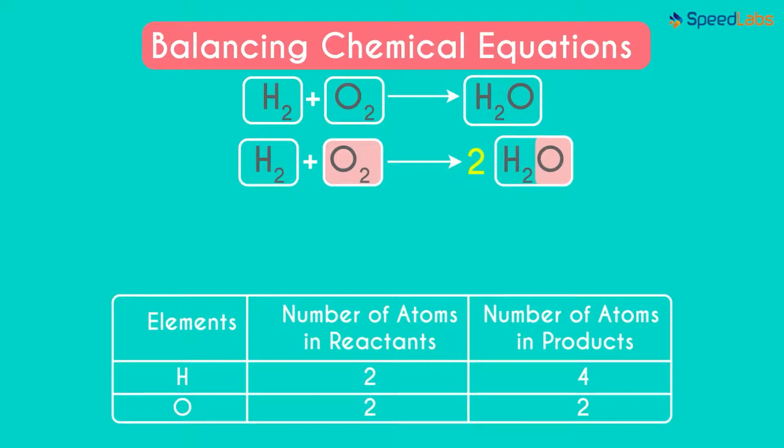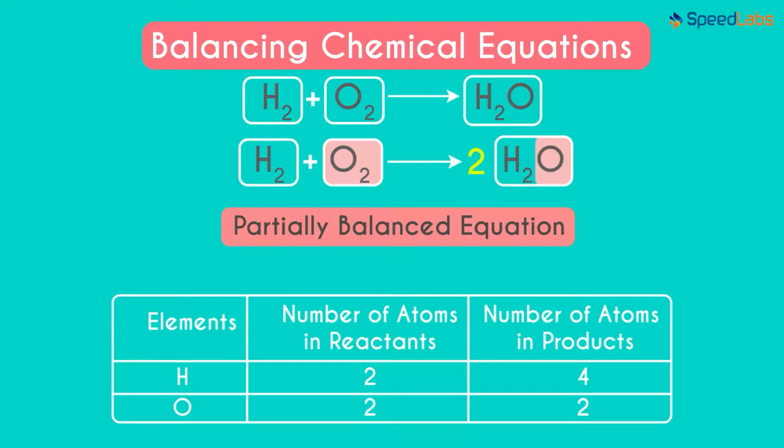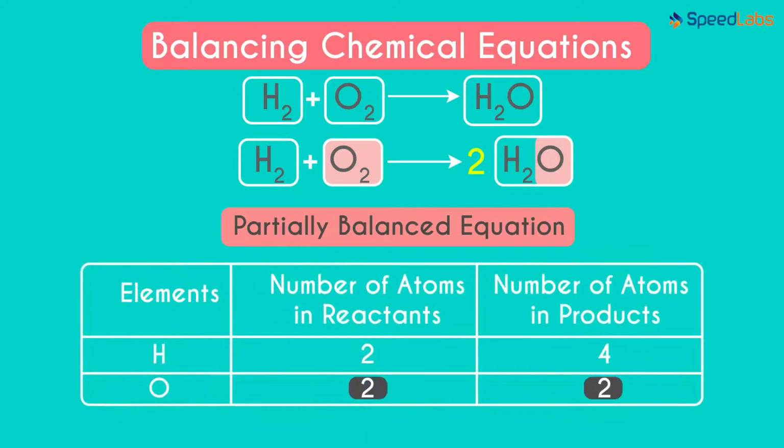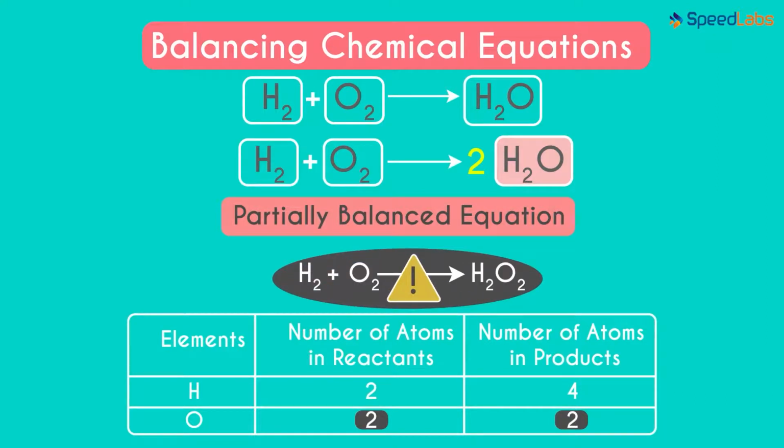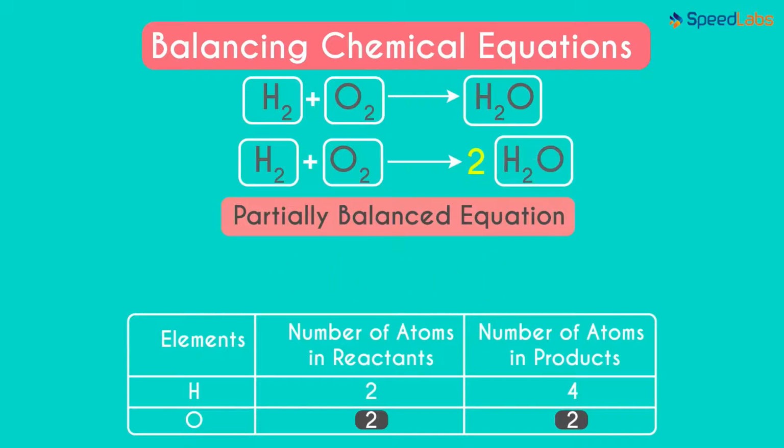What we have here is a partially balanced equation. The number of oxygen atoms on the right is 2 and that on the left is also 2. Also remember that you cannot alter the formulae of compounds or elements involved in the reaction, which means that to balance the oxygen atoms, we cannot change H2O and write it as H2O2. This would be incorrect.